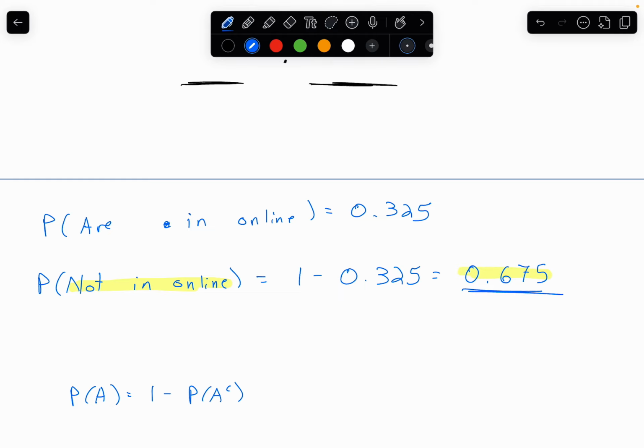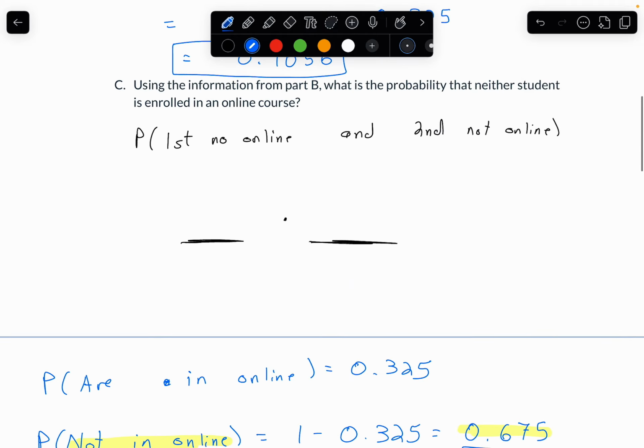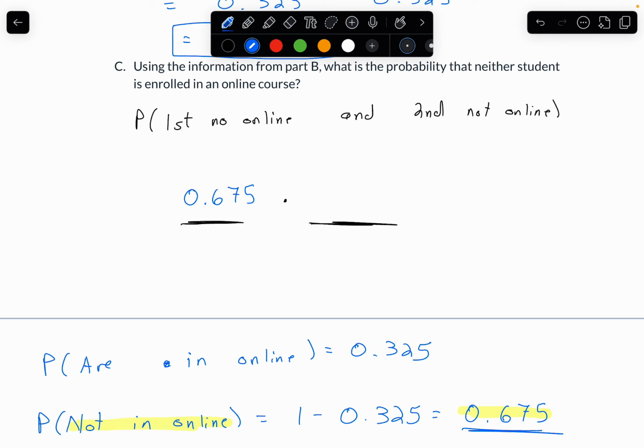So returning then to our problem, the probability that the first is not in an online course, we just said was 0.675. And the probability that the second is not in an online course is also 0.675. I'm going to go ahead and multiply those two together. So 0.675 times 0.675 ends up as 0.4556 if I round to 4 decimal places.